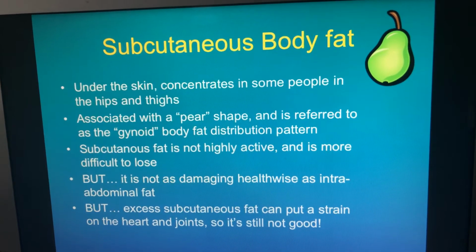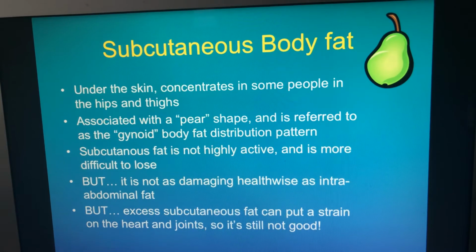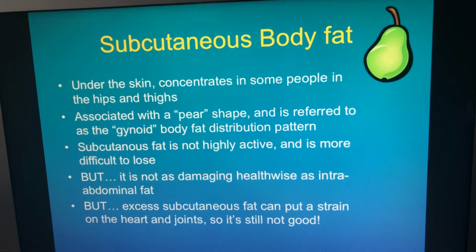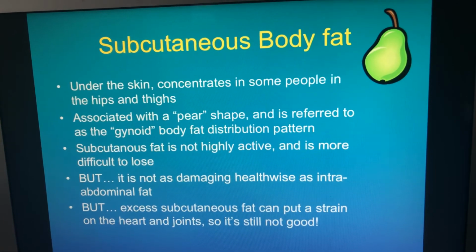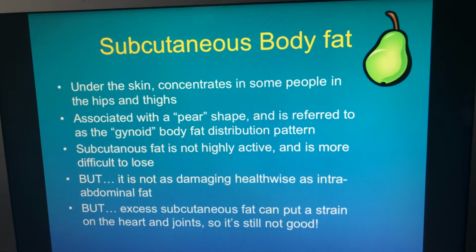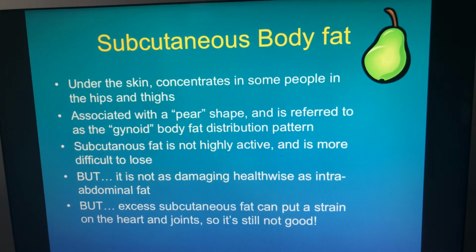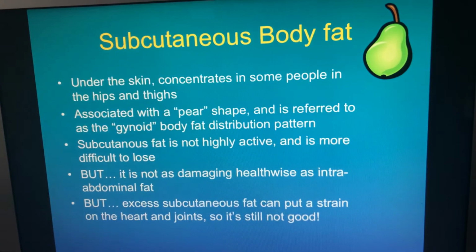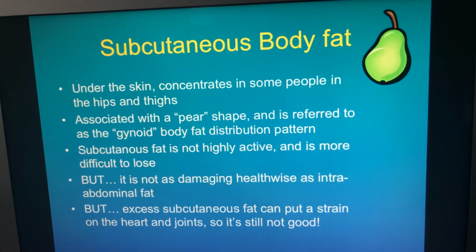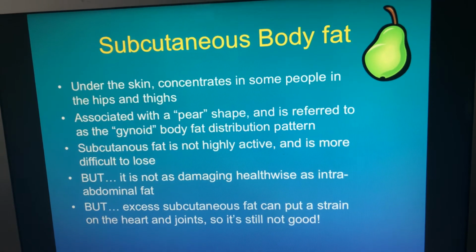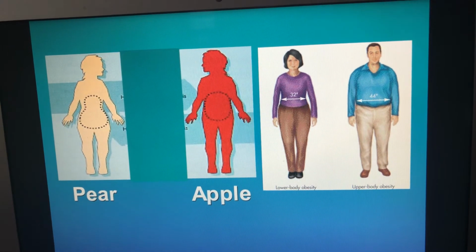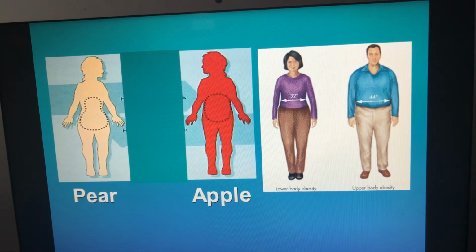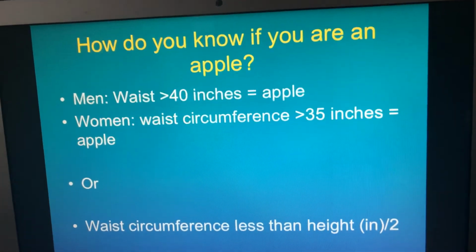Some people think it's like the last resort reserve for survival, actually, in times of famine. But it's not as damaging health-wise as the intra-abdominal fat. But if you have a lot of subcutaneous body fat, it can still put a strain on your joints, and in way excess amounts, it can make it more of a strain on your heart, especially upon exertion to move that extra body mass. So this is just an illustration of the apple-shaped versus the pear-shaped. And the way you determine if you're an apple or a pear is you measure your waist circumference.